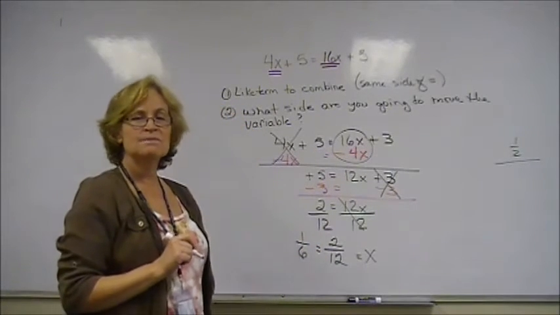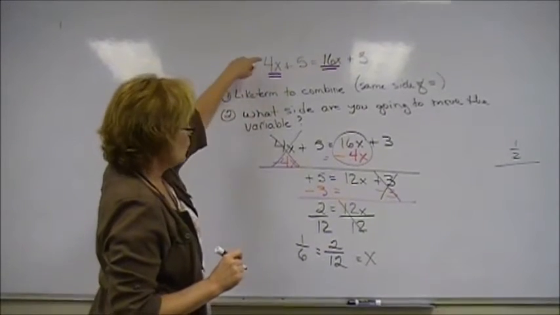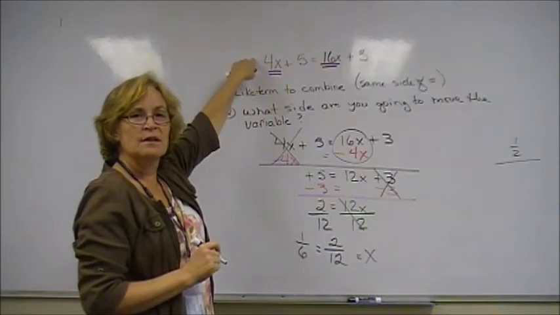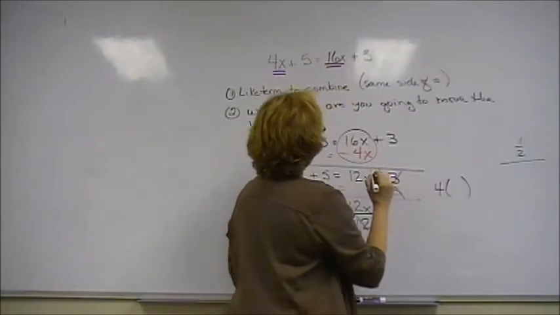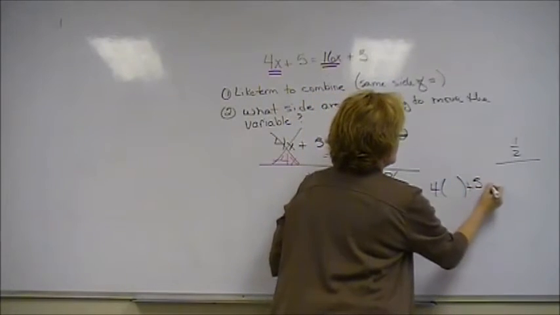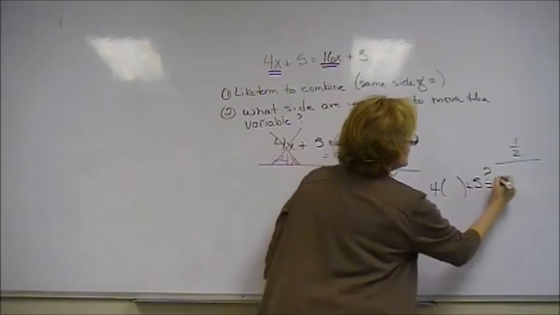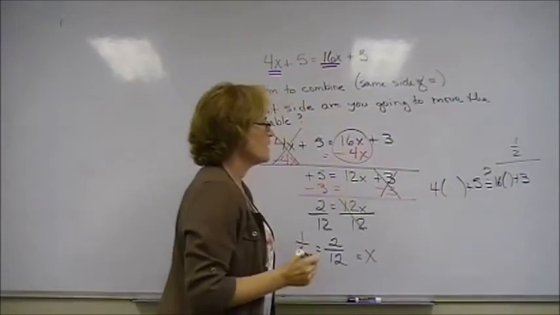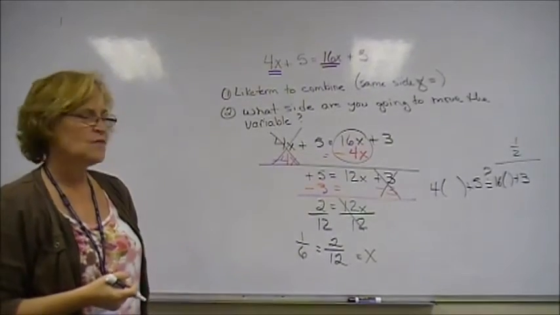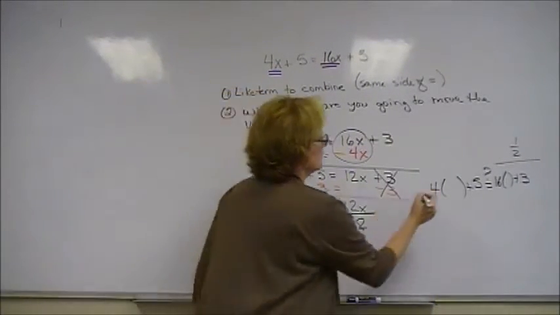Am I finished? Nope. What do I have to do? I go back into the original equation and I check it. So I have 4, leave out my x, plus 5. And the question is, is that equal to 16, leave out x, plus 3? What am I going to put in those parentheses? I'm going to put the value that I found, which was 1/6.